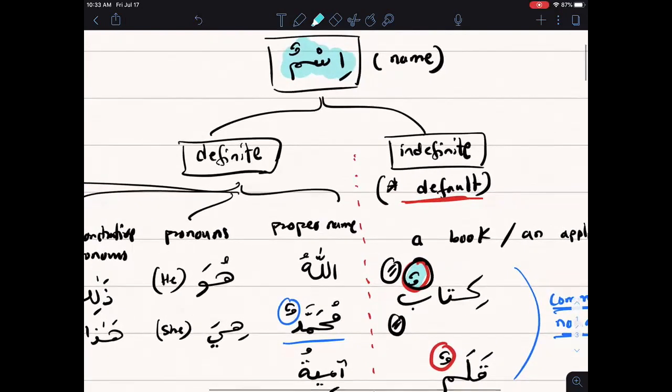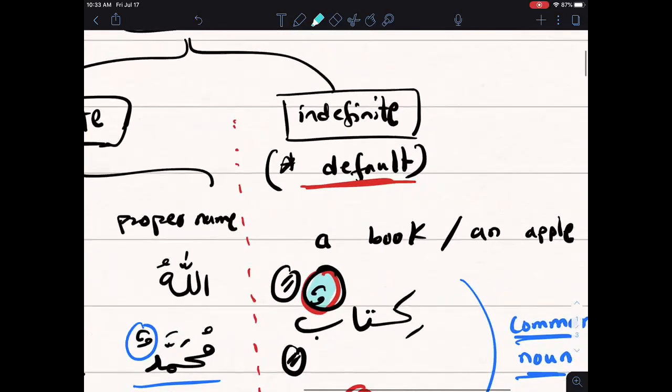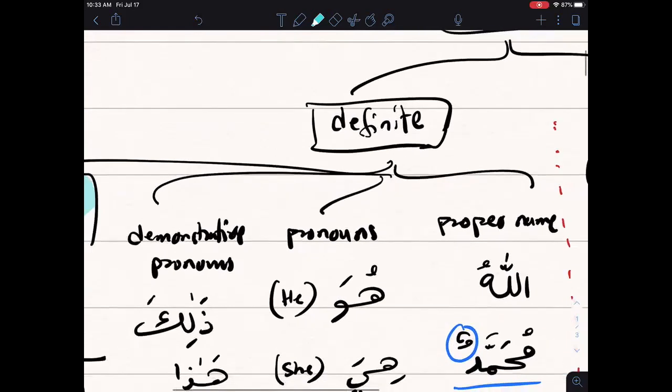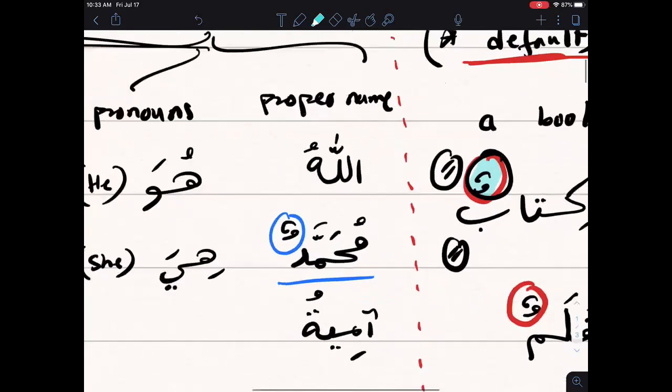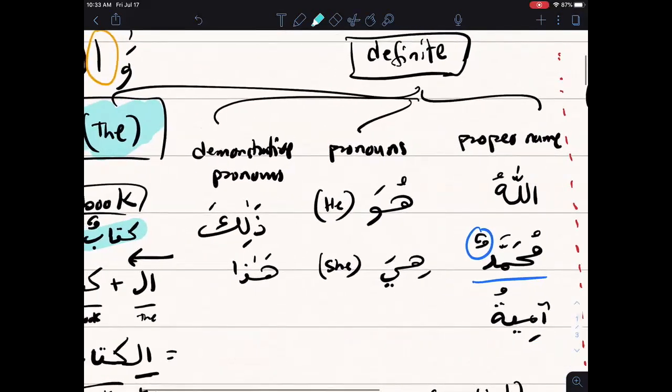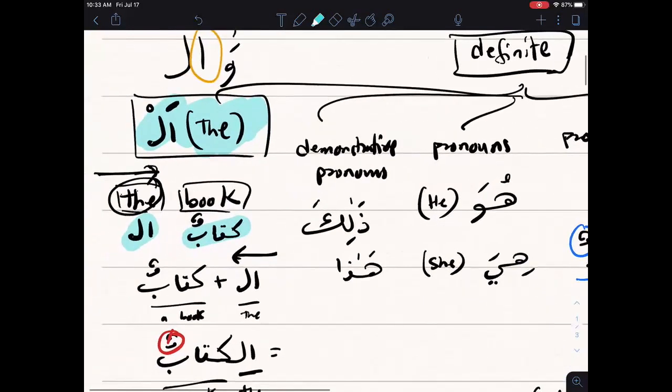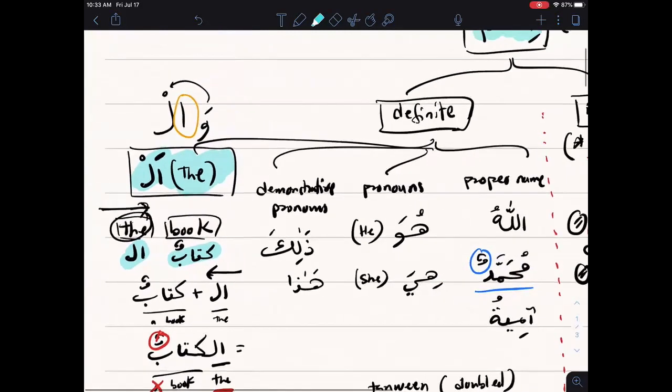So we said that a noun can be definite or indefinite. Indefinite is the default case, meaning we like to assume, because we're lazy, that everything is indefinite. If you're saying no, it's not, then you come up with, let's go to court and you give me an example. Give me a reason why. And one of four reasons we have, we can say, okay, this is a proper noun, or this is a pronoun, or this is a demonstrative pronoun, or the word has alif lam. So these are the cases that make an indefinite into a definite. Believe it or not, there are more.